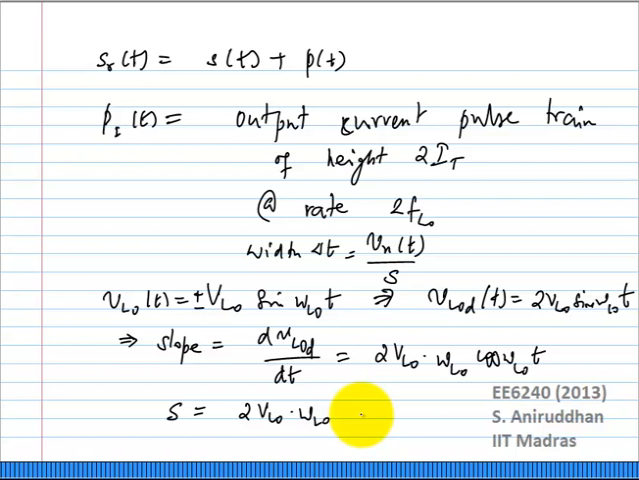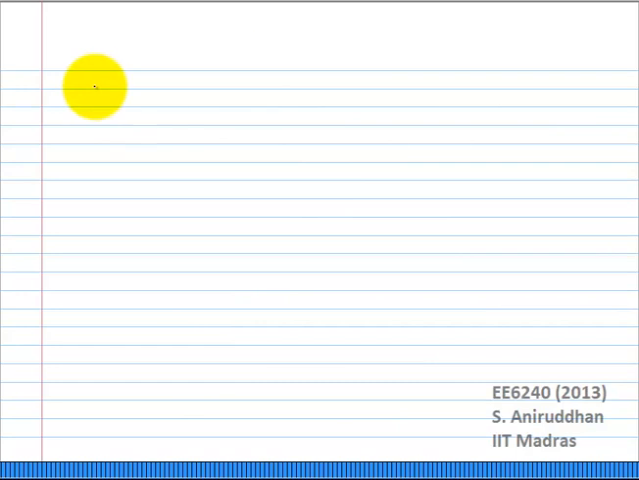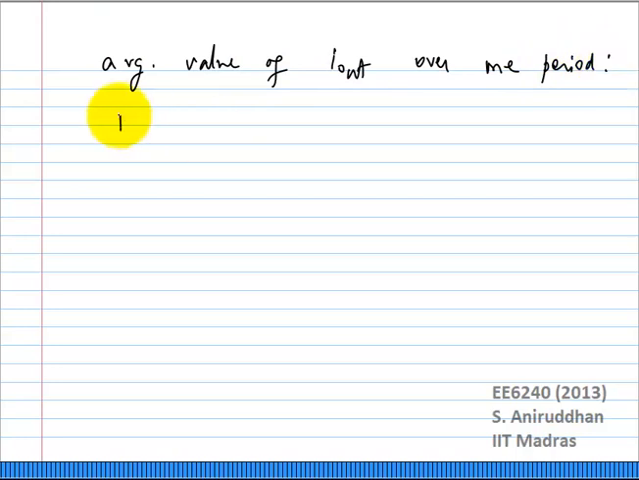Okay, so this is the value of the slope for a sinusoidal signal. Obviously, if you have a square wave signal, this slope will change. You will have to figure out what the slope is. So now what we are going to do is find out the average value of this current over one period. Why do we want to do that? That will give us an idea of the low frequency noise, low frequency content of the output current. So I'll call that ION.